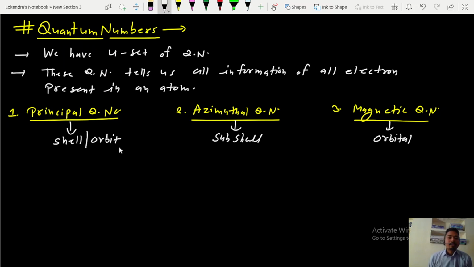What is this? According to the Bohr model, we know that electrons revolve around the nucleus, which is known as a shell or orbit. But after the Bohr model, the Sommerfeld model came into the picture, and Sommerfeld tells us that electrons are not only revolving around the nucleus in circular paths. They also revolve in elliptical paths. So these elliptical paths and some circular paths are known as subshells.